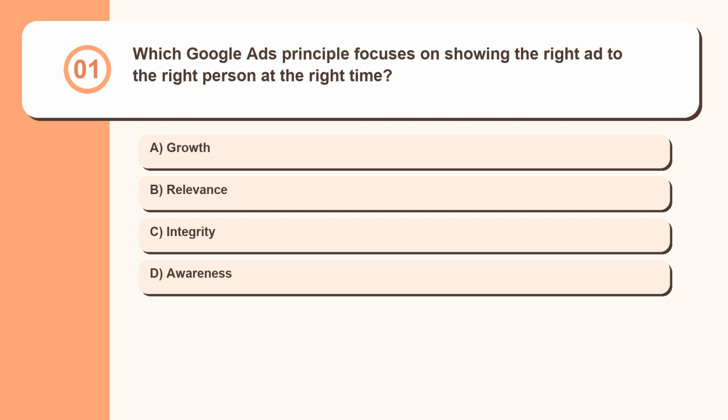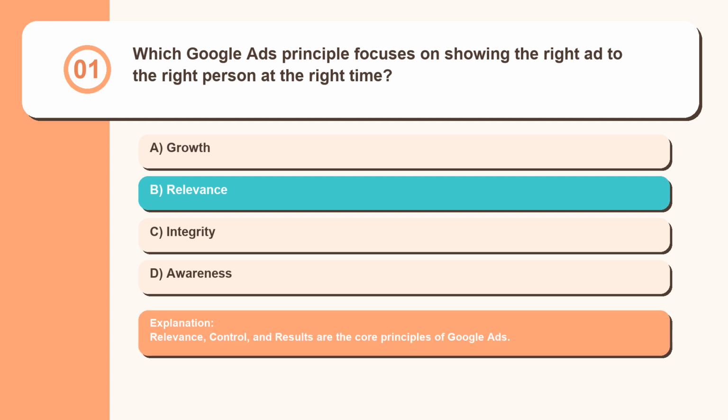Question 1. Which Google Ads principle focuses on showing the right ad to the right person at the right time? Growth, relevance, integrity, awareness. Relevance, control, and results are the core principles of Google Ads.